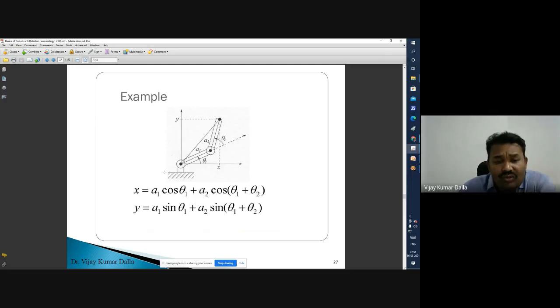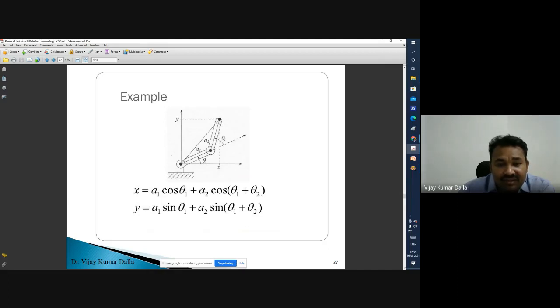Now, how do we get the end effector's position and orientation? Positions like x and y. It is simple geometry. Based on the geometrical approach, we know that it has two links. Each link has a length: a1 for the first link and a2 for the second link. Theta 1 and theta 2 are the joint angles.